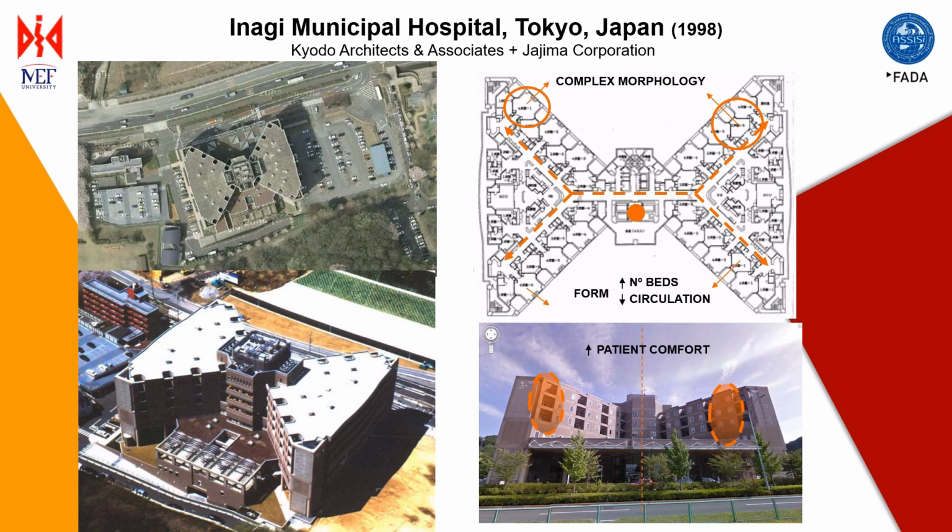Inagi Hospital. This is one of the first Japanese public hospitals projected with base isolation from the beginning of the project. It achieved morphological improvements which were considered dangerous. The building shape derives from the need to concentrate vertical circulation in the center, a complex morphology which is not advisable for a seismic area.